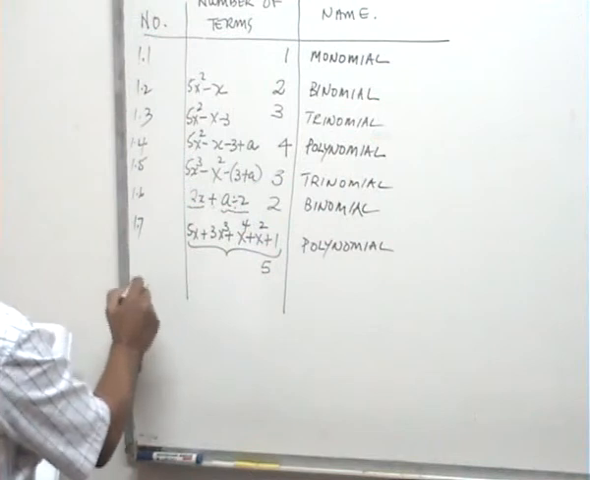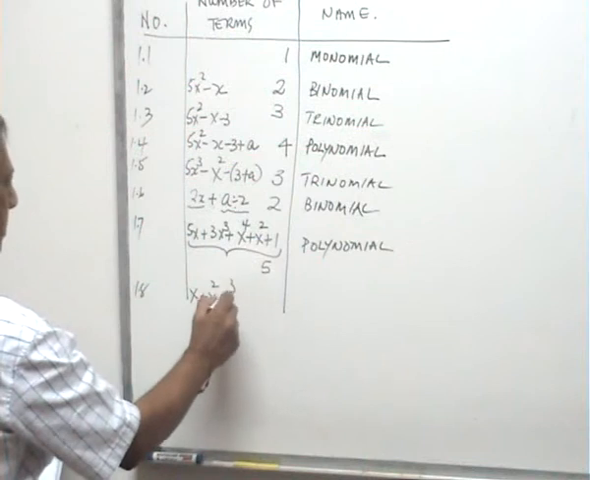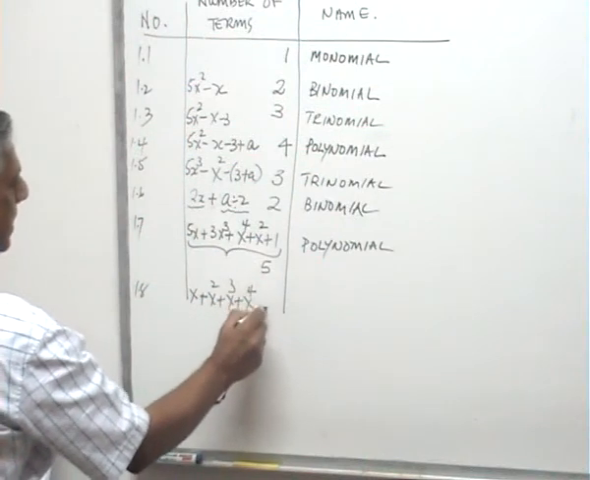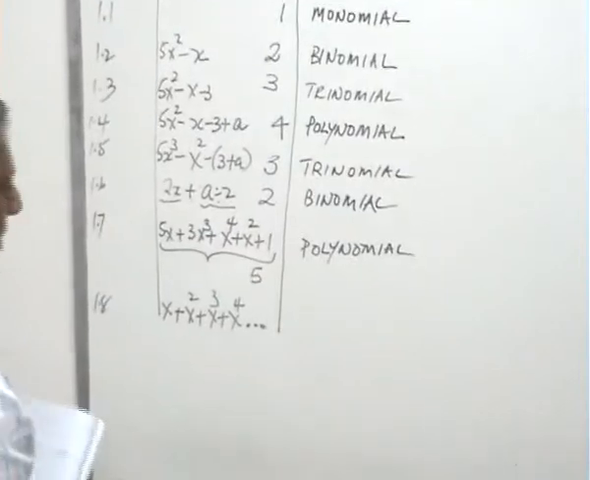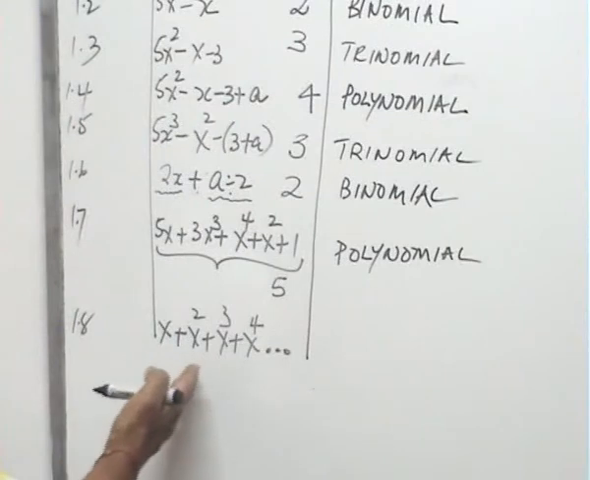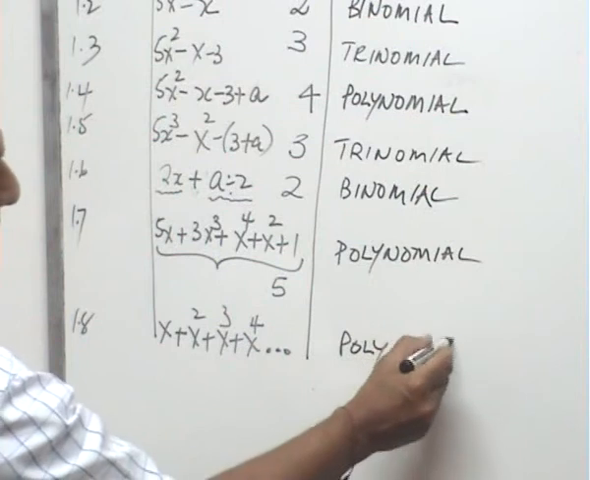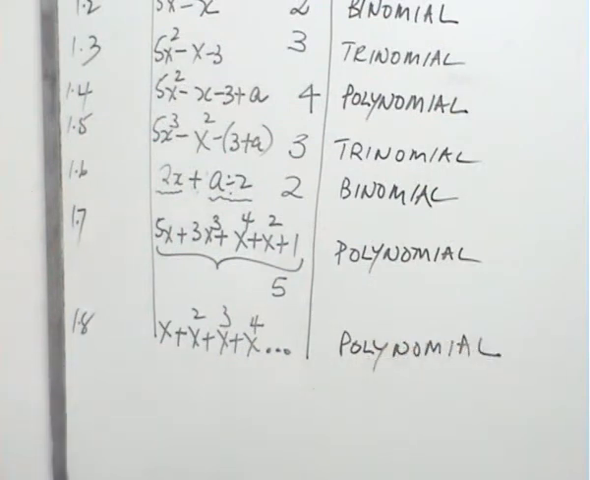And 1.8, x plus x squared plus x cubed plus x to the 4, and these 3 dots means it continues, therefore it's got more than 4 terms. Well, in the end it means it's got more than 2 terms, therefore the answer is polynomial. Alright, so you must be able to count up the number of terms and then say whether it's a monomial, binomial, trinomial or polynomial.